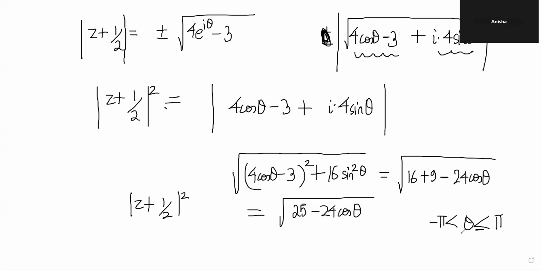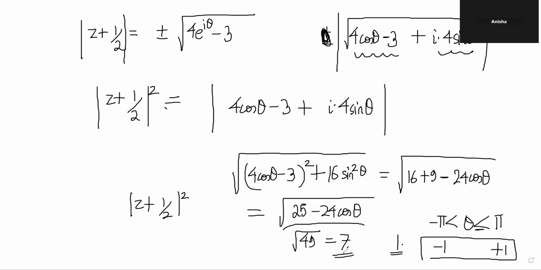Basically, we know that the minimum value of theta is minus 1 and the maximum value of theta is plus 1, right? So when you take the minimum value, you will get 49 here, and when you take the maximum value, you will get 1. So the range of this expression is 7 to 1. So z plus half whole square is between 1 and 7, so we are getting 1 to root 7 for mod z plus half.